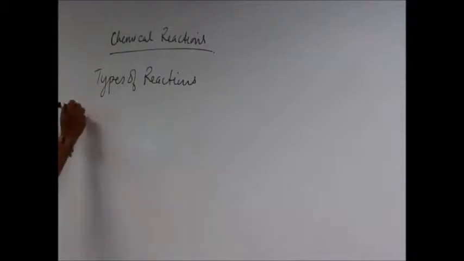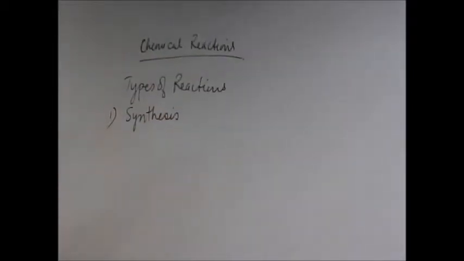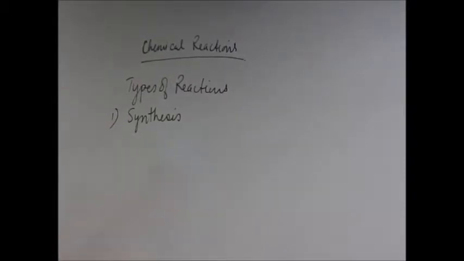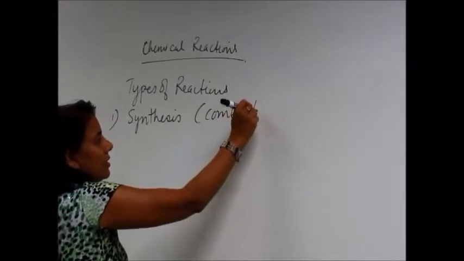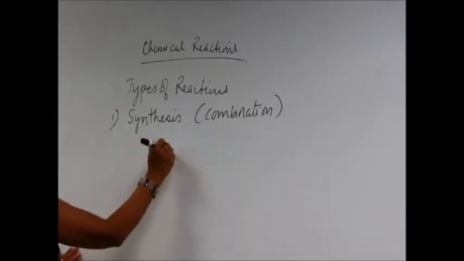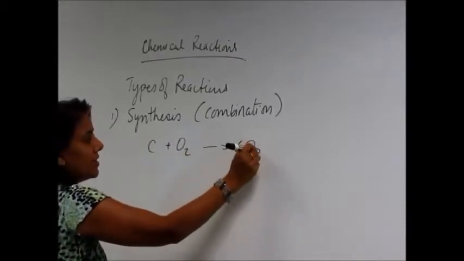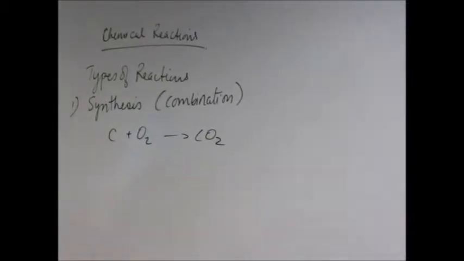The first one is what we call synthesis. A synthesis reaction is also called combination. A combination reaction is where you're trying to combine 2 things together. So the first reaction I wrote out for you, carbon plus oxygen to give carbon dioxide, is a combination reaction. It's also called a synthesis reaction because you're trying to make something. So that's a synthesis reaction.